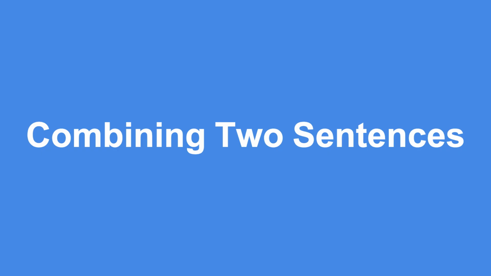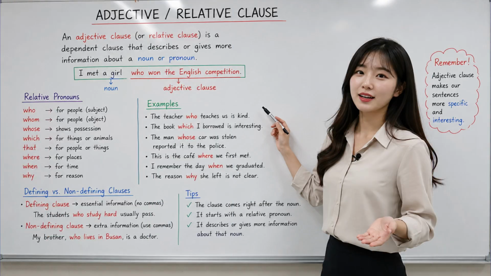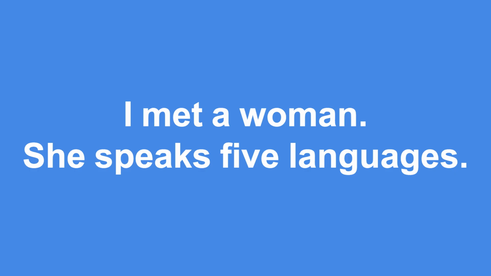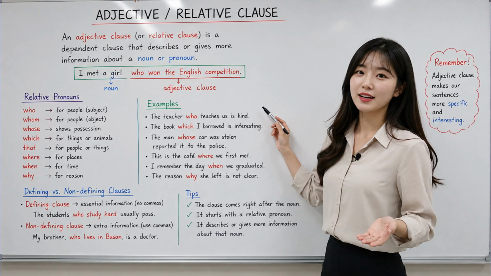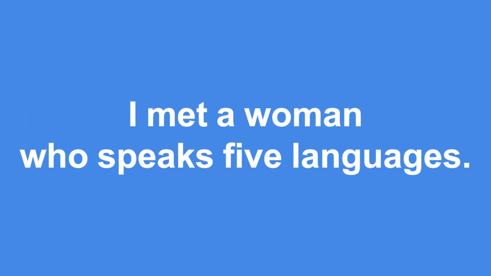Combining two sentences. One of the most useful skills is learning how to combine two sentences into one. Let's practice. First, I met a woman. She speaks 5 languages. We combine them like this. I met a woman who speaks 5 languages.